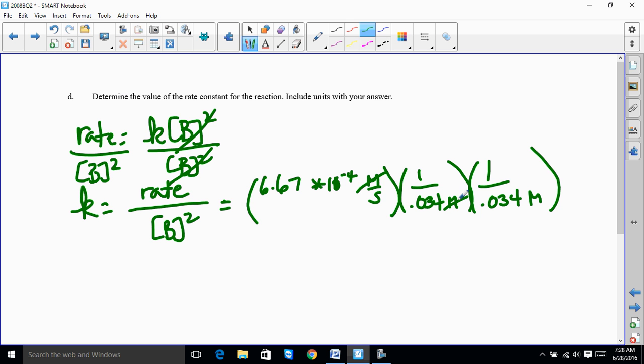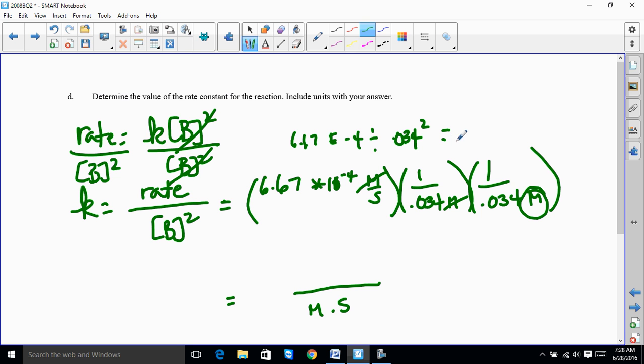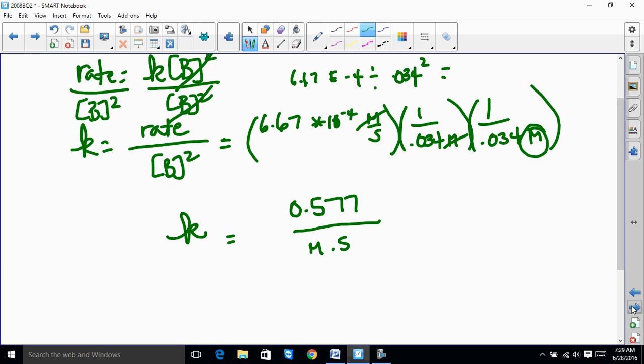And so this cancels this. And the first thing that you'll see is that there's no unit on the top. This canceled. And then the bottom has m times s. And if I put 6.67 E negative 4 divided by 0.034 squared, you will get, I have my sheet here, point, and we're going to keep 3 sig figs. So we are going to get 0.577. So that's K. All right, and that's enough work. They just want you to show your work.